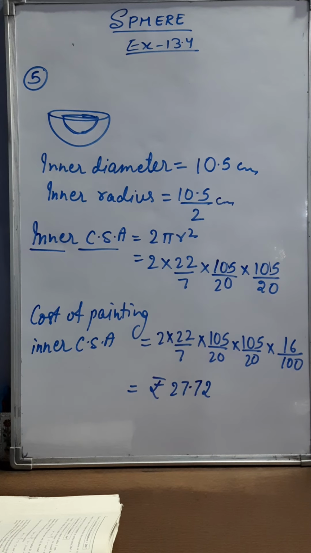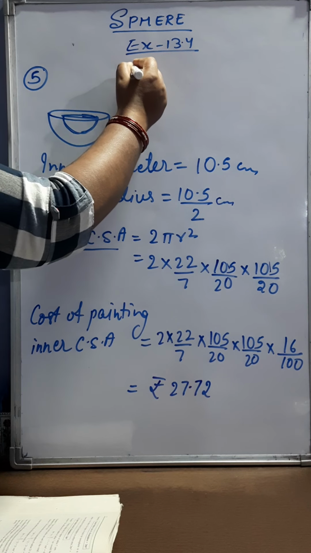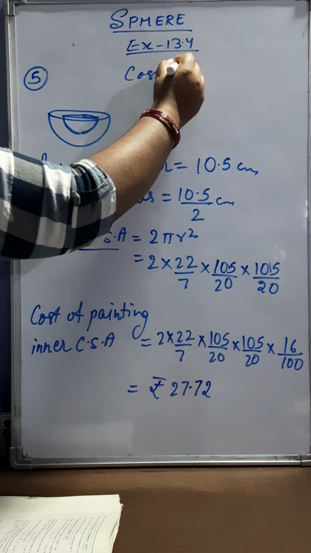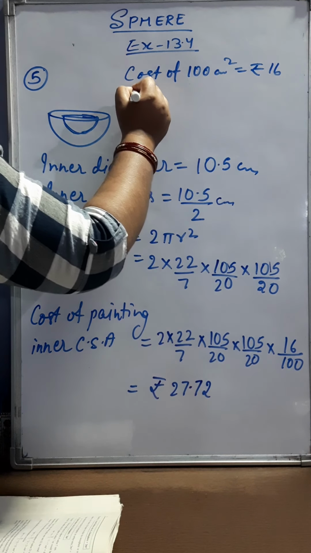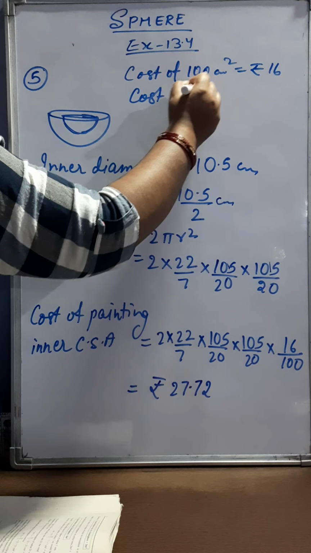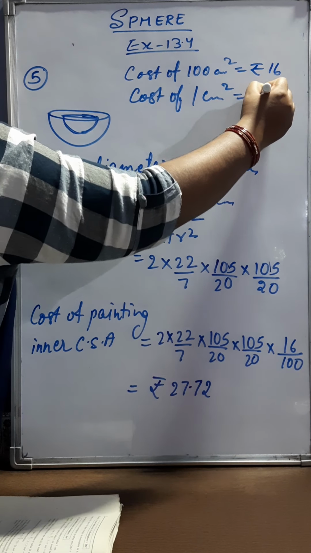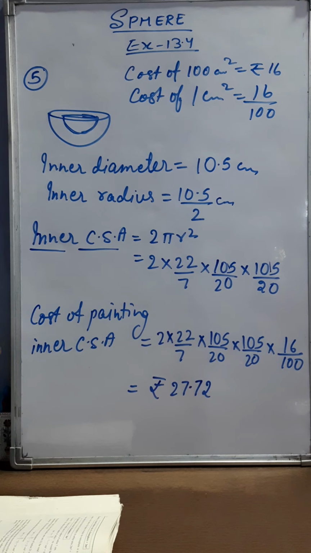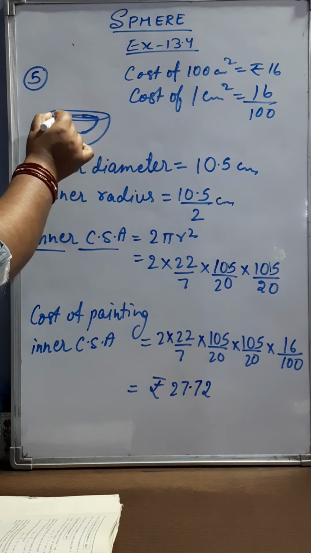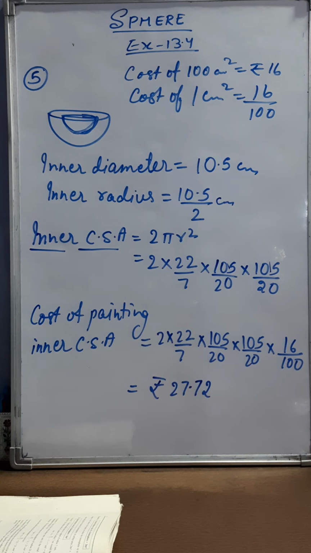Now it is given that rupees 16 is the cost of 100 centimeter square. So we can write cost of 100 centimeter square is rupees 16. So definitely cost of 1 centimeter square will be 16 by 100. If we multiply this with the inner curved surface area, we will get the cost of painting the inner wall of the brass bowl. When you multiply this with 16 by 100, you will get rupees 27.72 as the cost of painting.